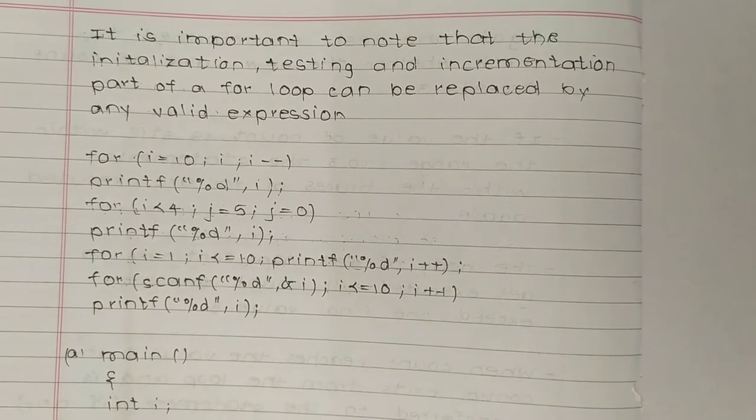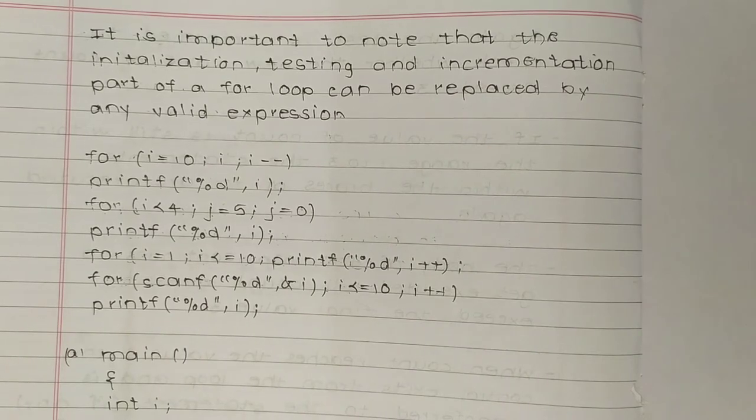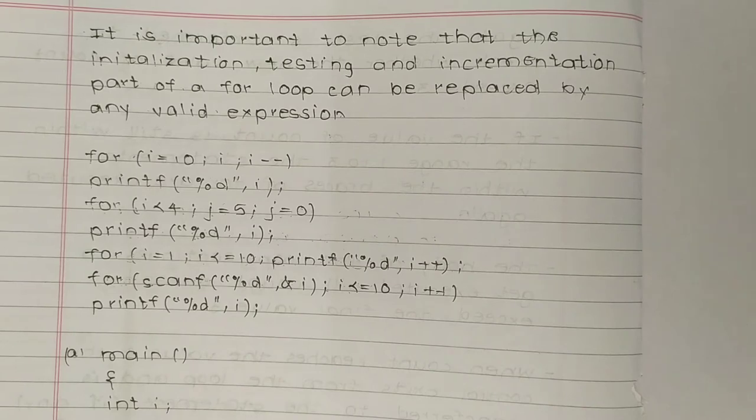So here it is. The first part is replaced. Now i is less than 4, then j = 5, j = 0. printf("%i"). So here it is also replaced by another expression. Now for i = 1, then i <= 10, then printf("%d"), i++.